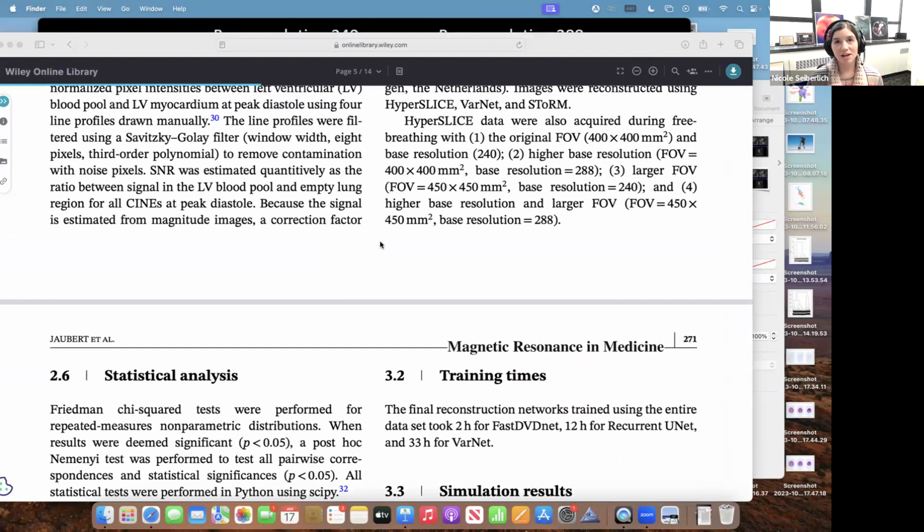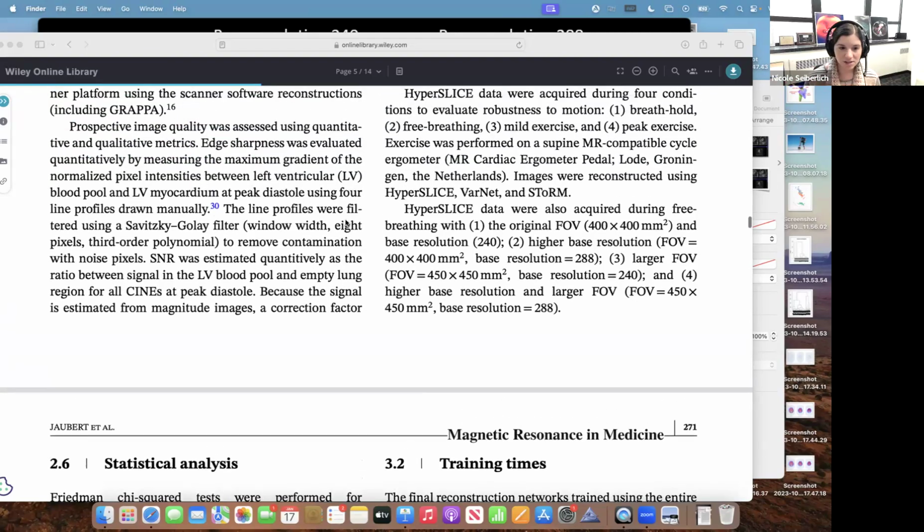As far as I understood, you used a Cartesian data set. So you had a whole bunch of Cartesian case-based data. And then you sampled that along different spirals to understand what spirals were working well with your network, and the spiral length. So how long were your readouts for each of the spirals?